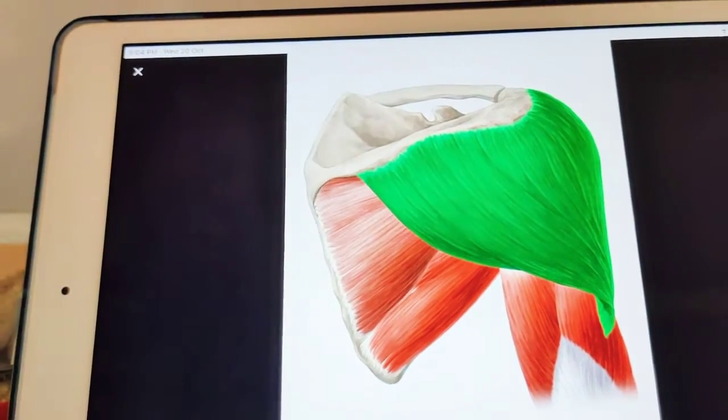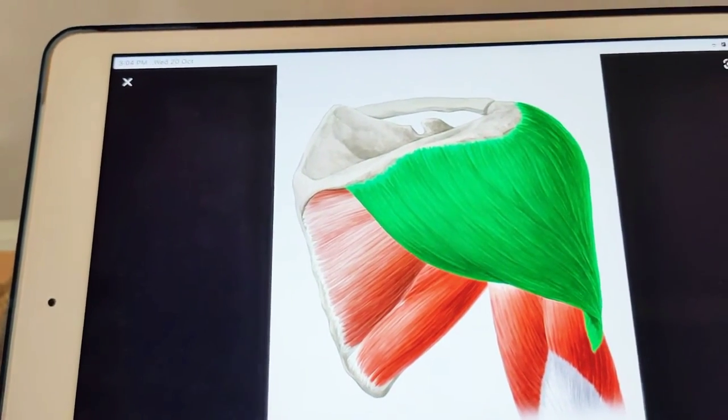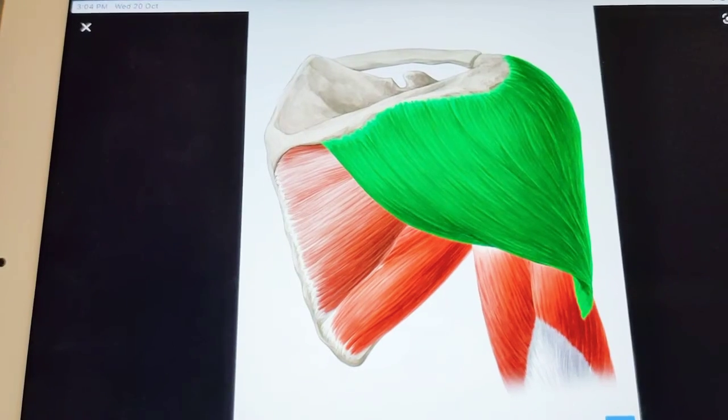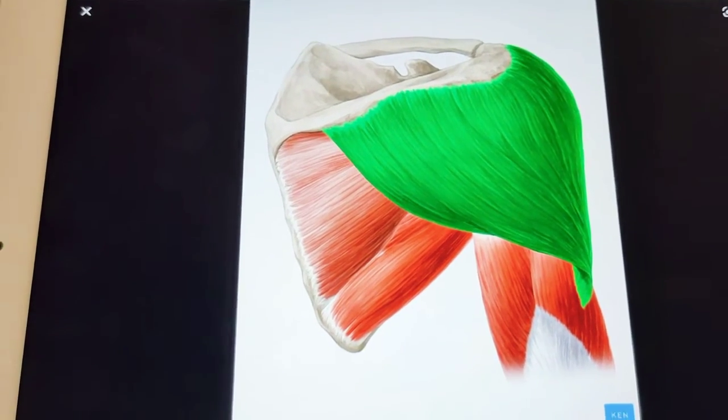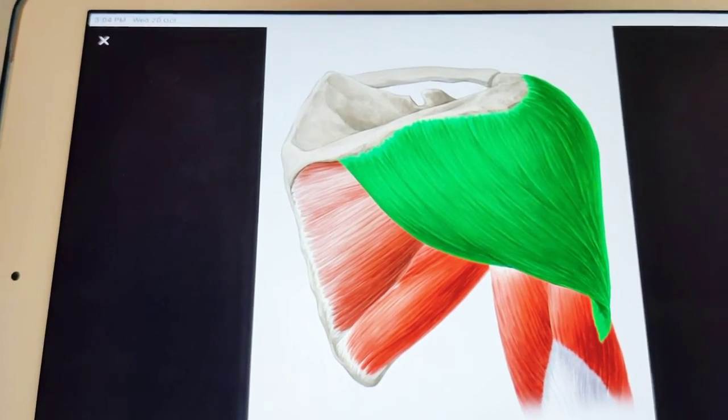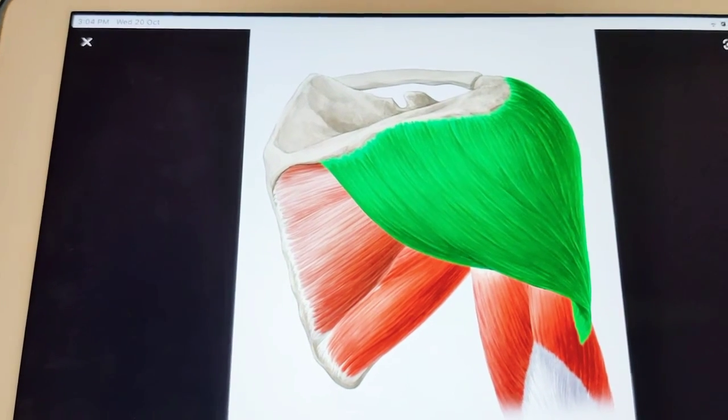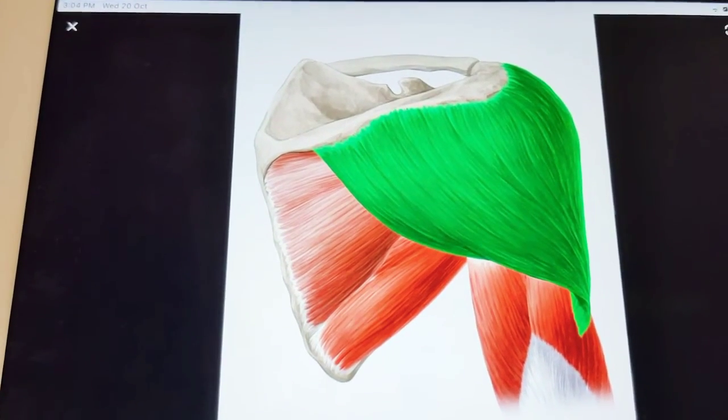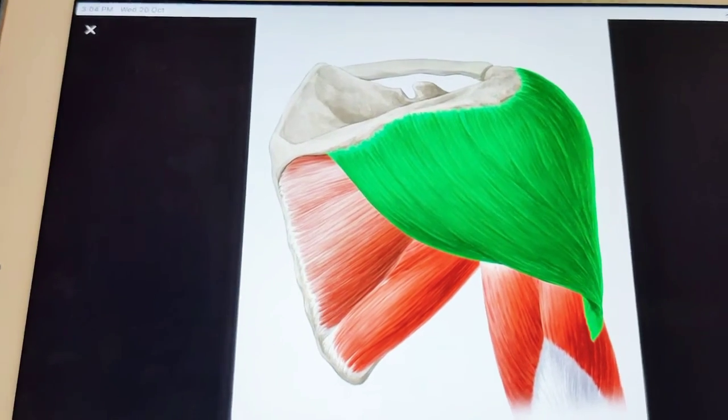What is the nerve supply to this muscle? The nerve supply is mainly the axillary nerve. The axillary nerve root value is C5 and C6. If you see my brachial plexus video, you will understand the root values of different nerves. So the axillary nerve, with root value C5 and C6, supplies the deltoid muscle.